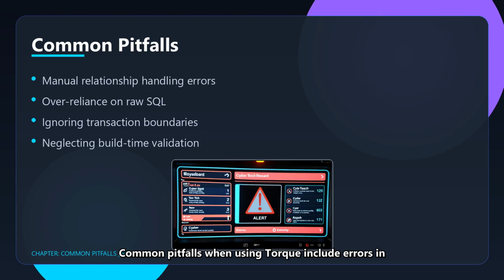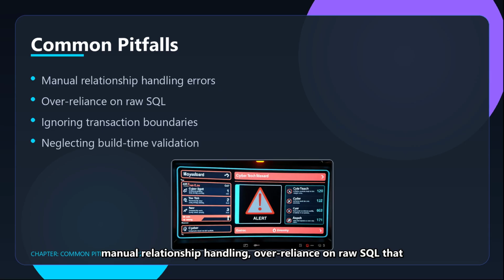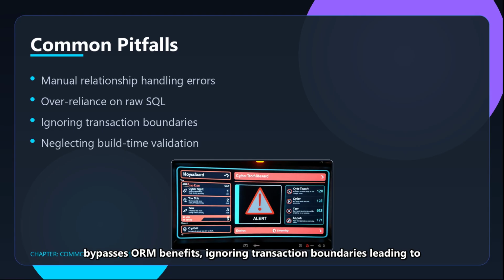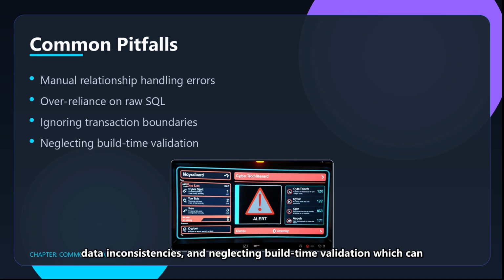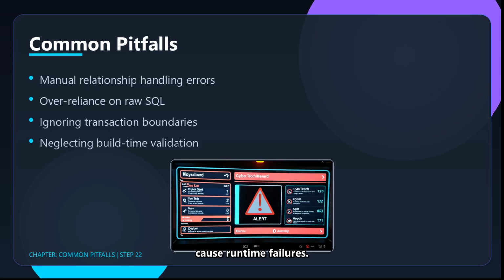Common pitfalls when using Torque include errors in manual relationship handling, over-reliance on raw SQL that bypasses ORM benefits, ignoring transaction boundaries leading to data inconsistencies, and neglecting build time validation, which can cause runtime failures.